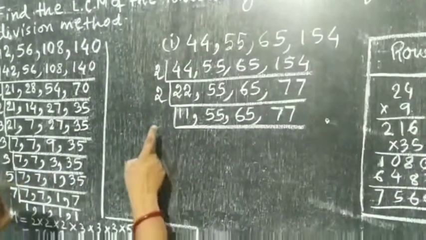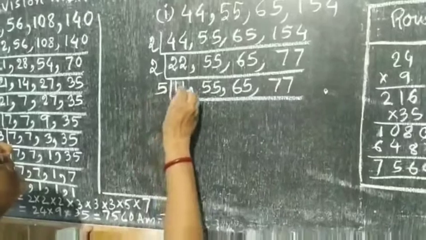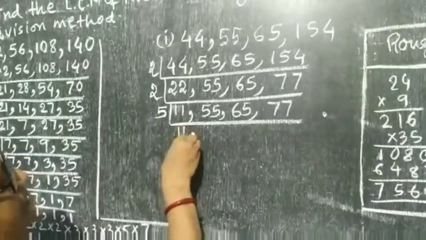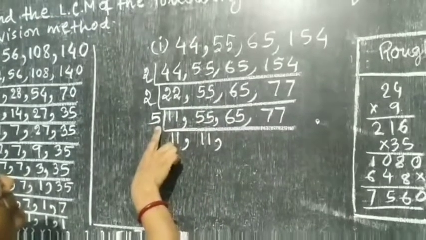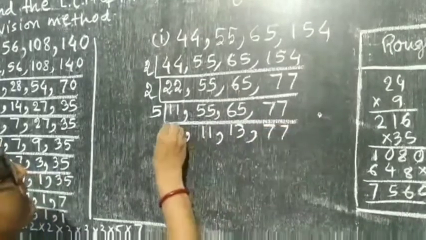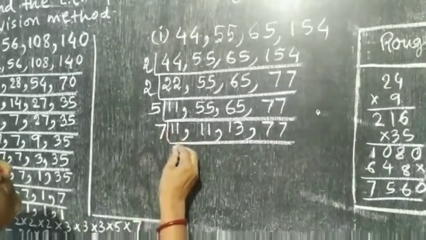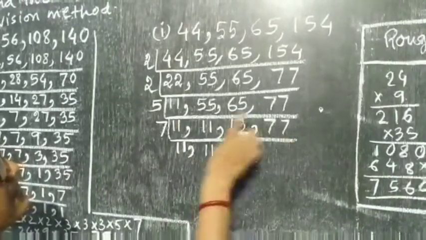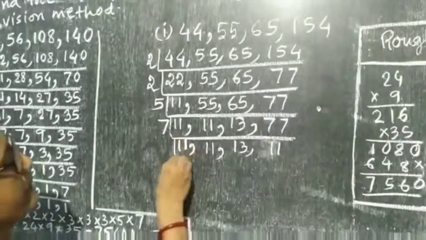Now next try with 3. None of them are divisible by 3. So try with 5. 11 is not divisible by 5, so it will be 11. 55 divided by 5, 11. 65 divided by 5, 13. 77 is not divisible by 5. Next, you divide these numbers by 7. 11 is not divisible by 7, 11 again not divisible by 7, 13 is not divisible by 7. 77 is divisible by 7, so it will be 11.